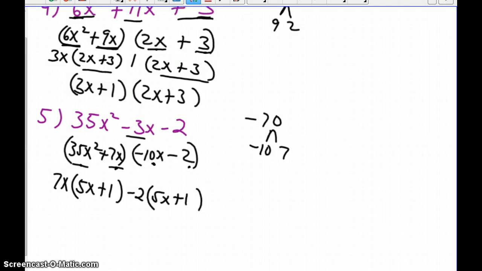That's right. All right, so now, what's your answer going to be? 5x plus 1, the common one, and then what? 7x minus 2. Is it beautiful? Okay, you guys all got it.